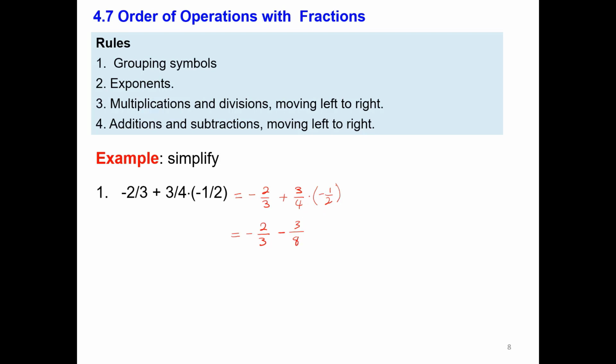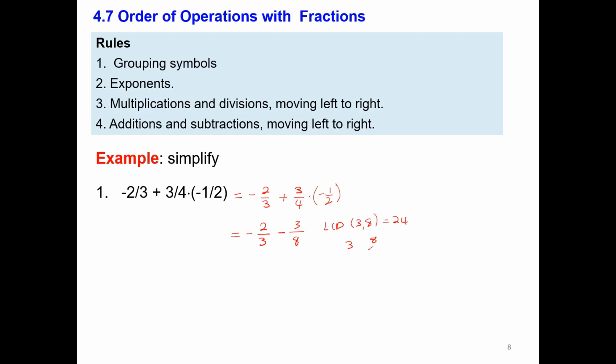Now we have different denominators. We need to find a common denominator. To do that, we need to find the LCD. 3 and 8, and we know the LCD of 3 and 8 is 24. If you don't remember how to do that, then we can factor 3.